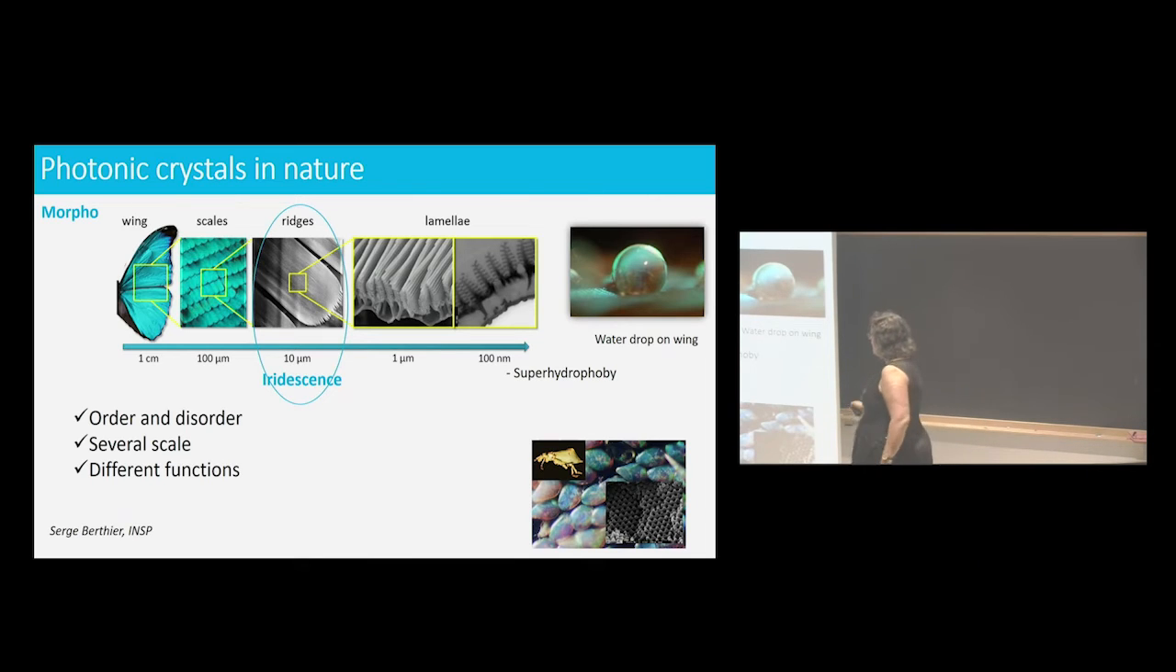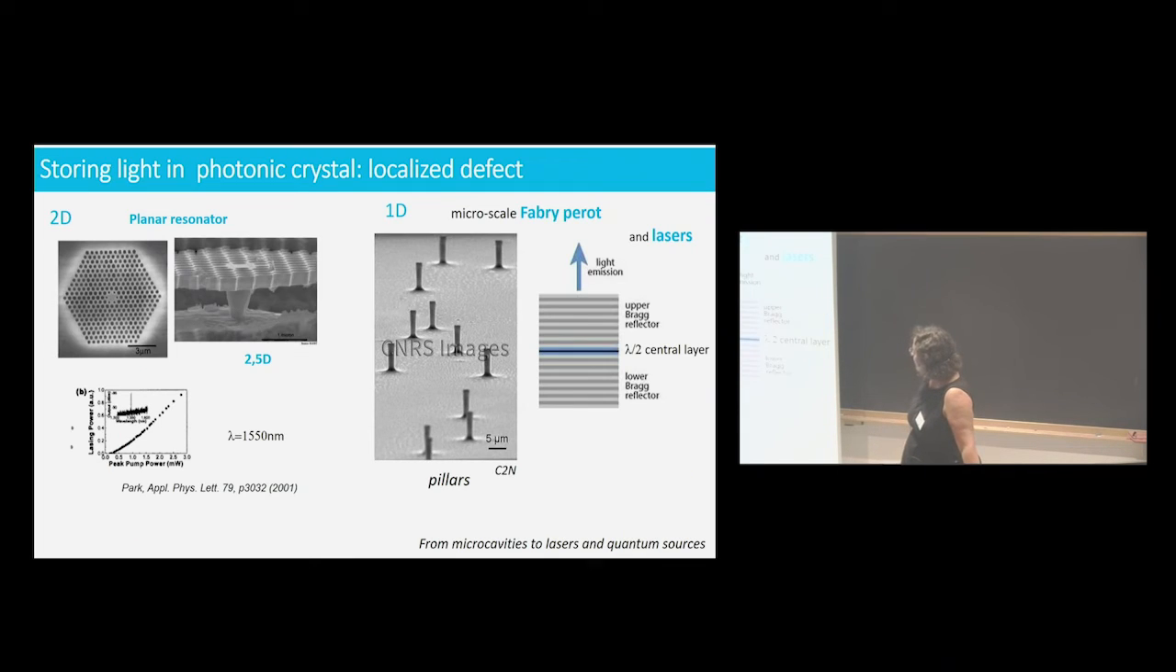So I discussed in quite some detail what you have with the morpho, but of course, you have many insects and other animals in life which have other characteristics.